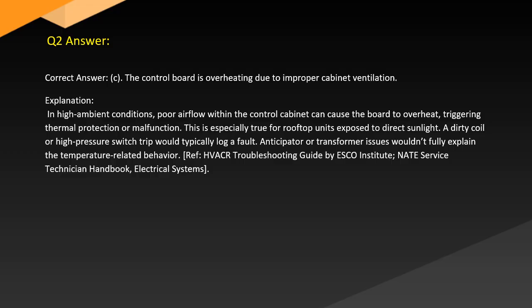Answer. Correct answer: C. The control board is overheating due to improper cabinet ventilation. Explanation. In high ambient conditions, poor airflow within the control cabinet can cause the board to overheat, triggering thermal protection or malfunction. This is especially true for rooftop units exposed to direct sunlight.